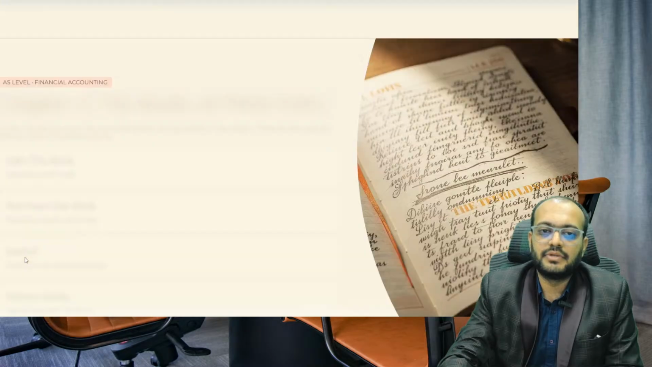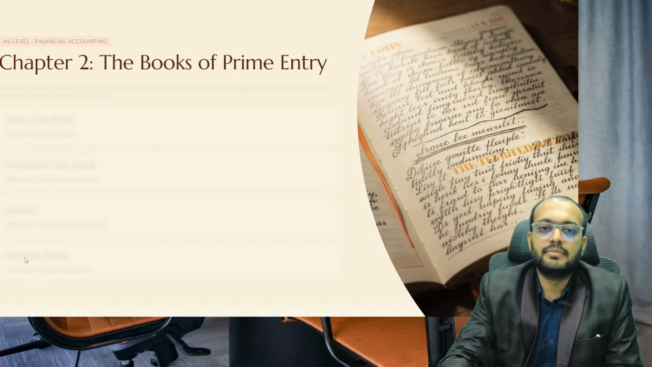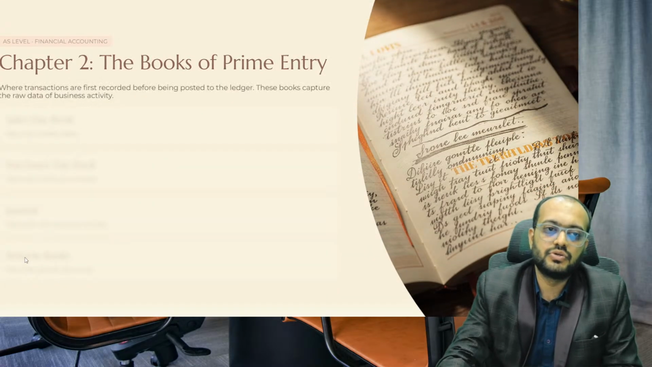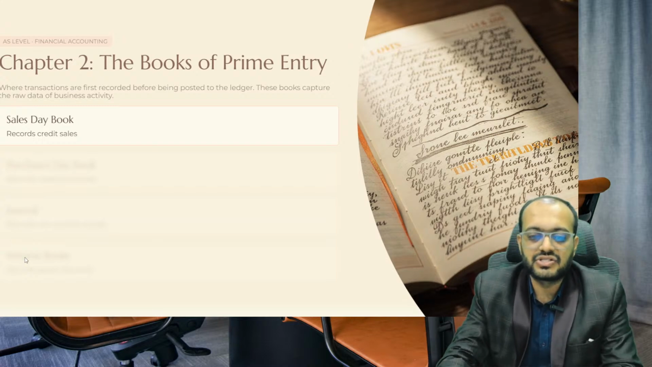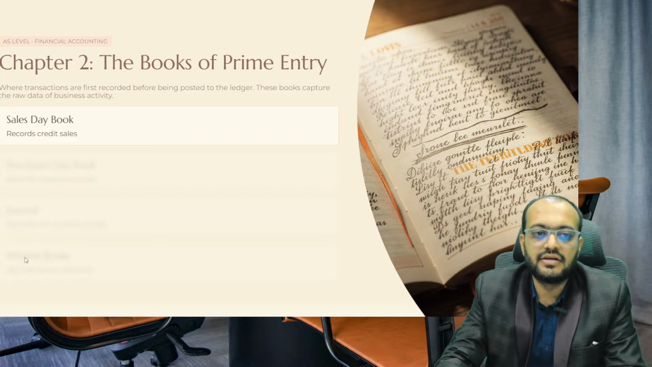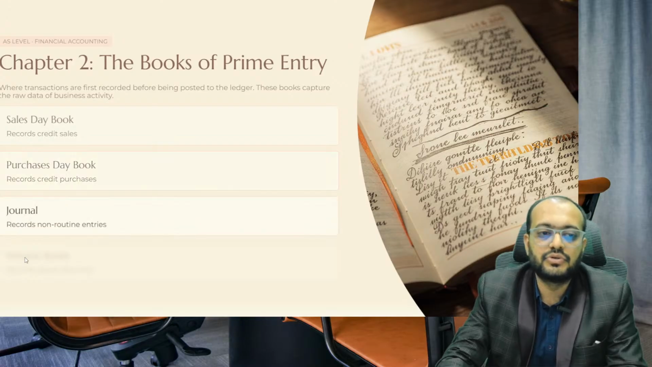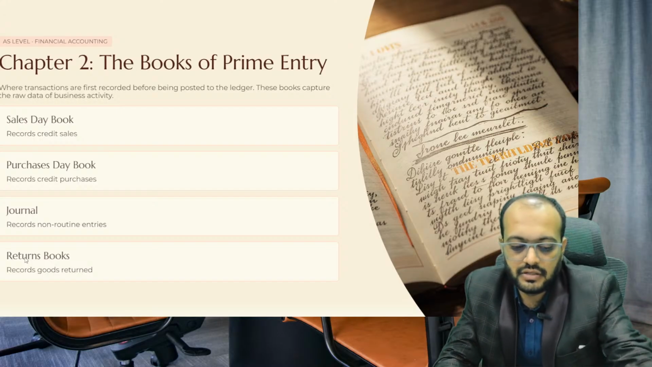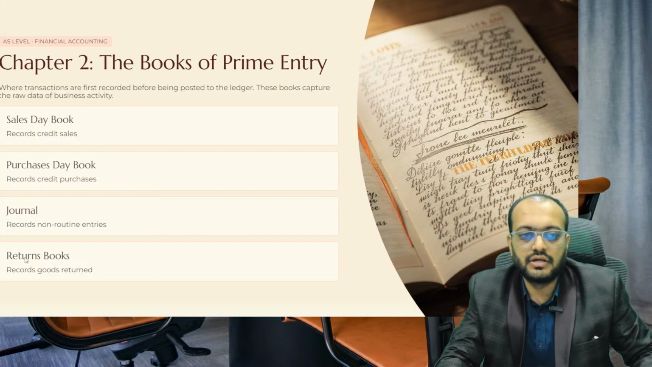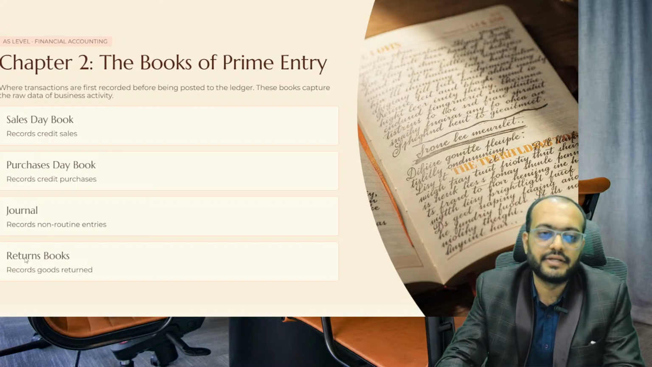Next, move to chapter number 2, whose name is the books of prime entry. These are the books where we record the transactions. There are different books like the sales day book, purchase day book, journal, and returns books. So we divide the transactions into different books, and we'll see each and every book in chapter number 2, books of prime entry.